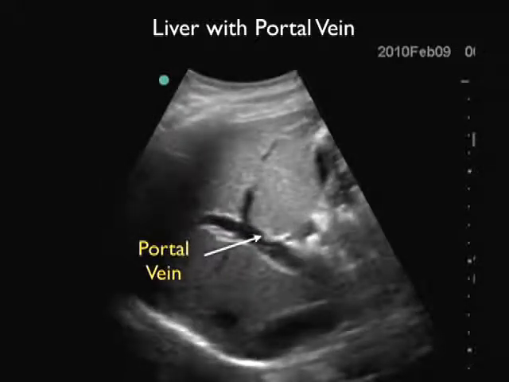I'll still that down, and here we see the branch points between the right and left portal veins. But note again the very dense or echogenic white walls of the portal vein due to the fact that it's bringing the greasy blood to be filtered by the liver from the intestine.